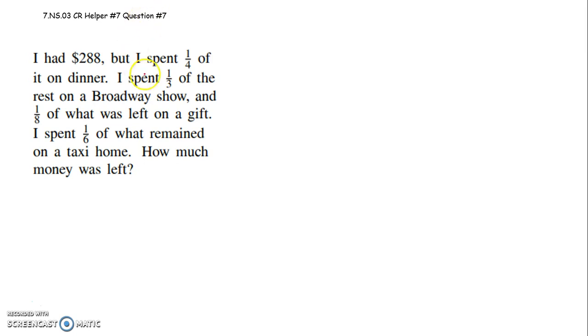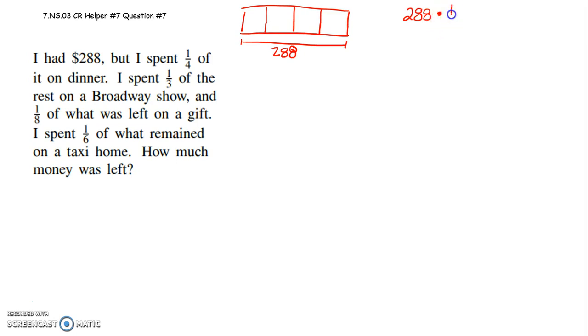Okay, so you start with $288, and first you have to spend 1/4 of that. You can either look at that as 288 times 1/4, or that's the same as 288 divided into 4 parts, and that gets you 1/4 there. I just drew a tape diagram as a visual. Taking 288 times 1/4 is the same as taking 288 and dividing by 4. So that's what I'm going to do.